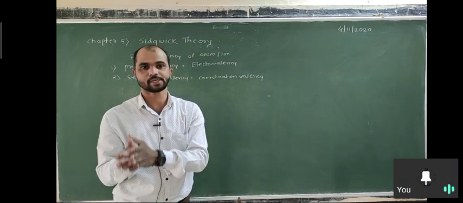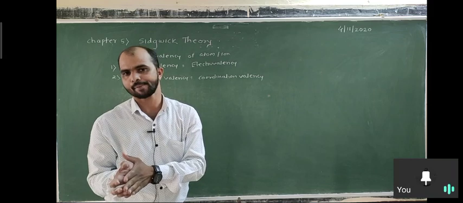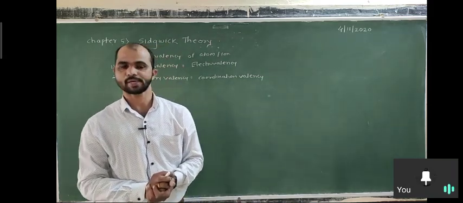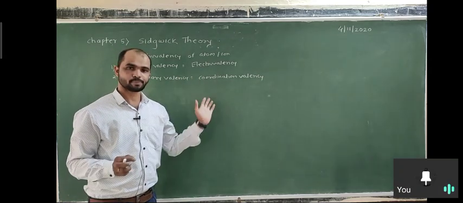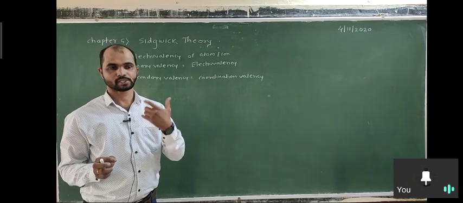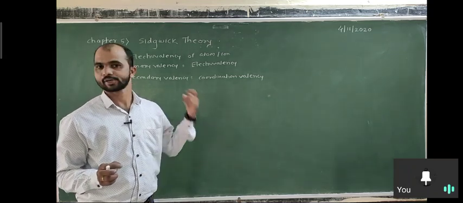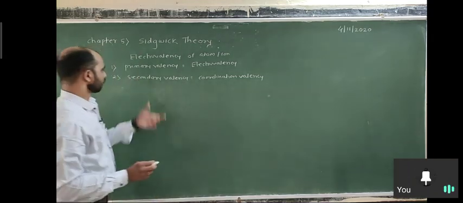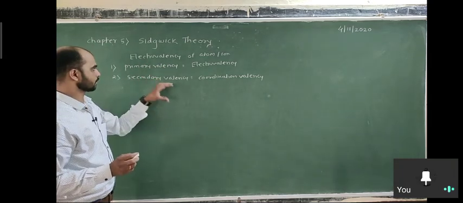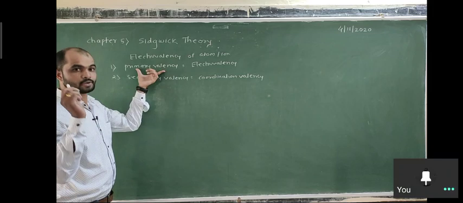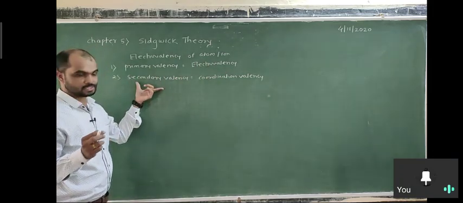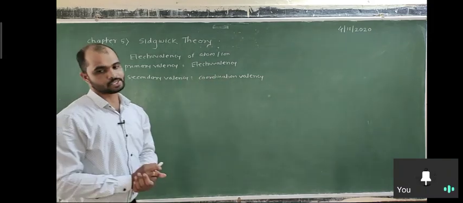So it depends on stability. We already discussed the stability of the formation of coordination complexes. But Sidgwick also proposed this thing. Some complexes are stable. How are they stable? We are going to discuss it according to the Sidgwick model. So the Sidgwick model or Sidgwick theory is based on two things: the primary valency of Werner is considered an electrovalency, and the secondary valency of Werner's theory is considered a coordination valency.